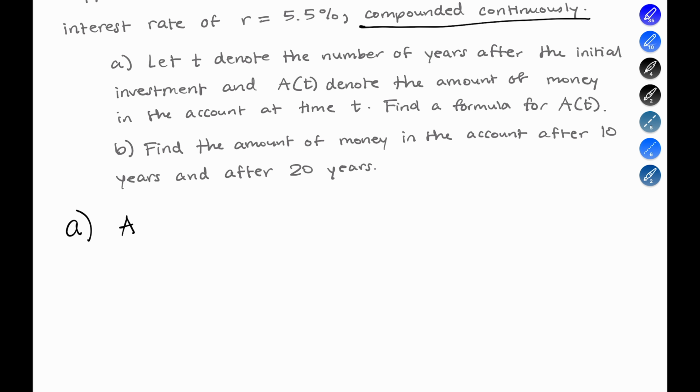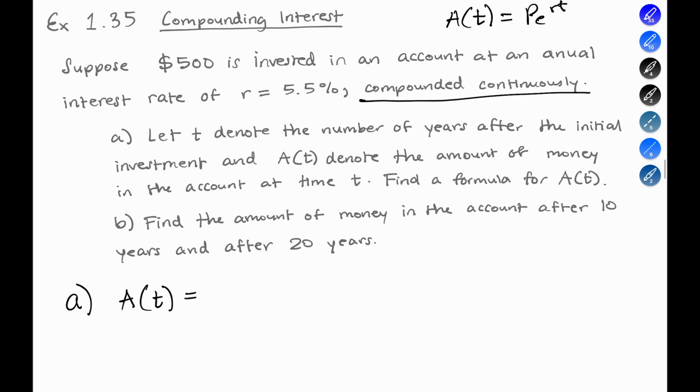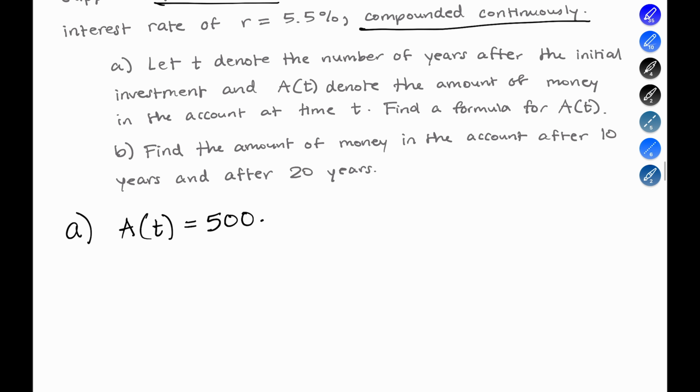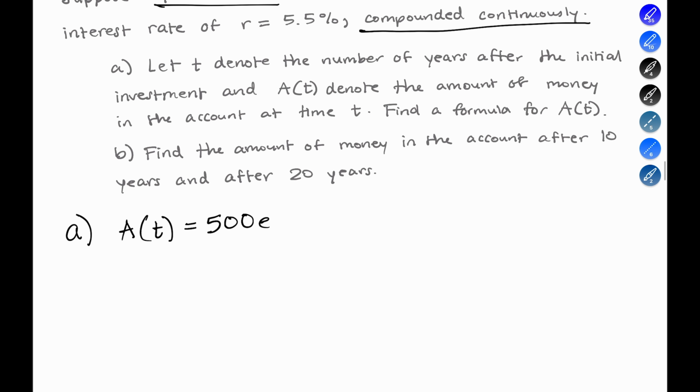So obviously we'll have A of t is equal to P. So what's P in this situation? P is the original investment of $500. So P is going to be equal to 500. Then we're going to have E to the power of r, and r in this case is 5.5%, and to put that into decimal notation, it will be 0.055t. So this is our answer for part A. They just wanted to know the equation.